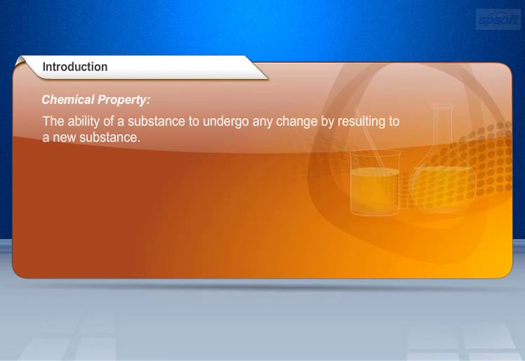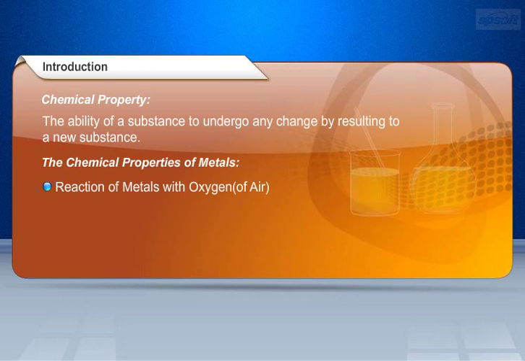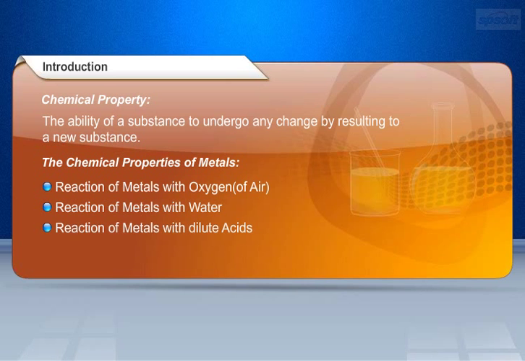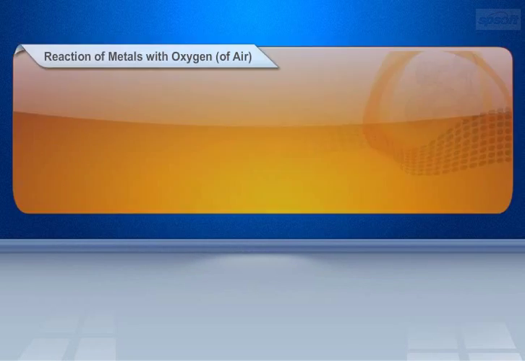Let us first understand what chemical property is. Chemical property: the ability of a substance to undergo a change resulting in a new substance is called chemical property. The chemical properties of metals can be divided as reaction of metals with oxygen present in air, reaction of metals with water, reaction of metals with dilute acids, and reaction of metals with salt solutions. Let us see each one elaborately.